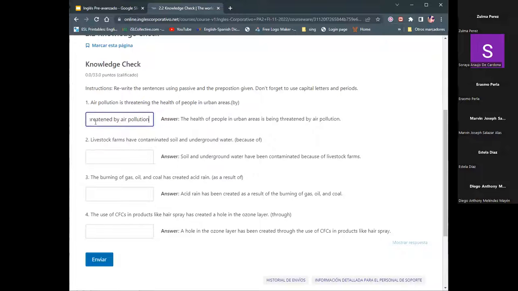Number two, period, right? Number two, livestock farms have contaminated soil and underground water. This is passive, right? So soil and underground water have been contaminated because of livestock farms. What is the meaning of livestock? Como desperdicios. Okay. Let's see.